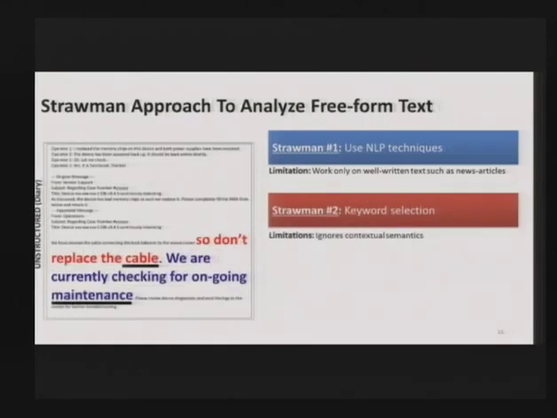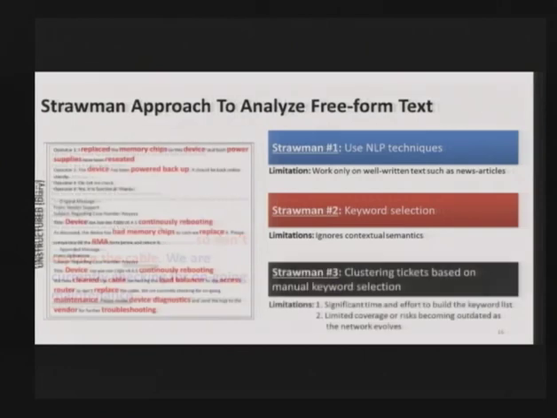The second approach is to select a set of keywords and then do some inference. But it ignores contextual semantics. What do I mean by this? Consider the sentence in red. If you select cable as the keyword, you will miss the fact that it is a negation. The sentence specifically says don't replace the cable, but if you do a keyword-based selection, you will miss this out. Consider the sentence in blue. If you select maintenance, it is not really clear if the ticket is in fact due to maintenance or not, because the operator is specifically mentioning we are currently checking for maintenance, but it's not clear if it is indeed due to maintenance.